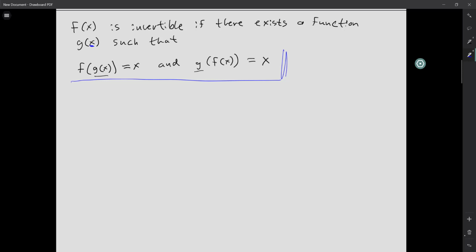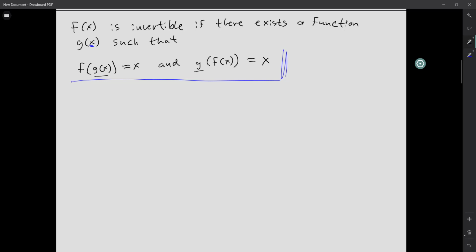This right here is the primary test. In fact, it's the only test to see if your function is invertible. You have to check both compositions because there are examples where one of these two can fail, and so the function would not be the inverse.